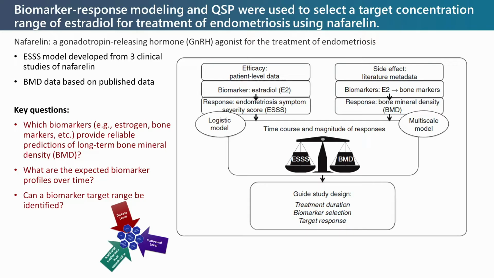This analysis consisted of 2 models. The first involved efficacy modeling using a logistic regression model to describe the relationship between the estrogen estradiol and the endometriosis symptom severity score, ESSS. The second was a multi-scale quantitative systems pharmacology, or QSP, model describing the relationship between estradiol, bone markers, and bone mineral density. The integrated results of both models were then used to guide treatment duration, biomarker selection, and target response aspects of the study design.